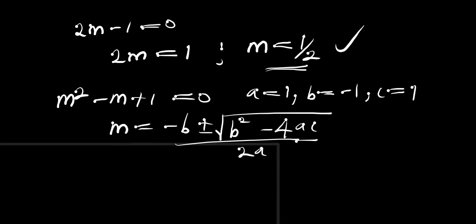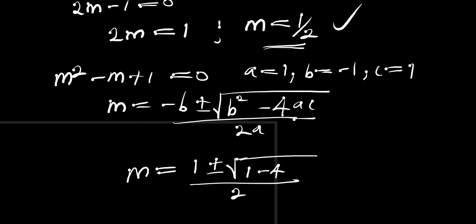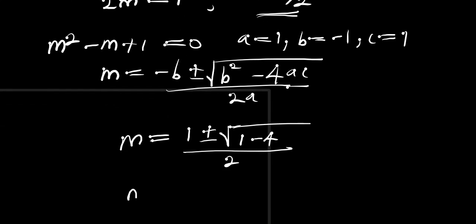So we are going to have m equals negative b, we're going to have 1 plus or minus square root of b squared, we're going to have 1, minus 4ac, we are going to have 4 times 1 times 1. And we have minus 4, divided by 2a, that is 2. So we are going to have m equals 1 plus or minus root of negative 3, divided by 2.